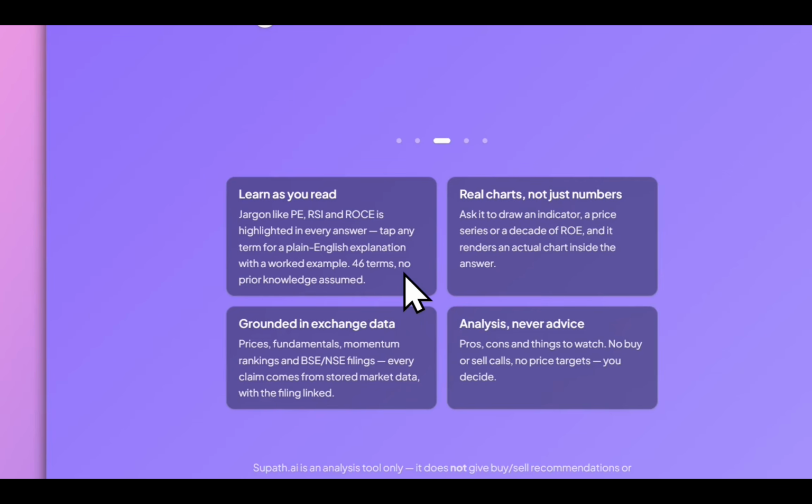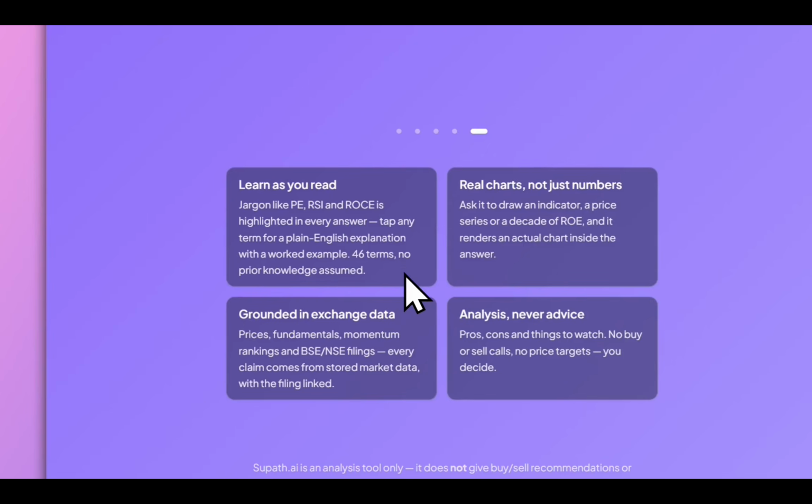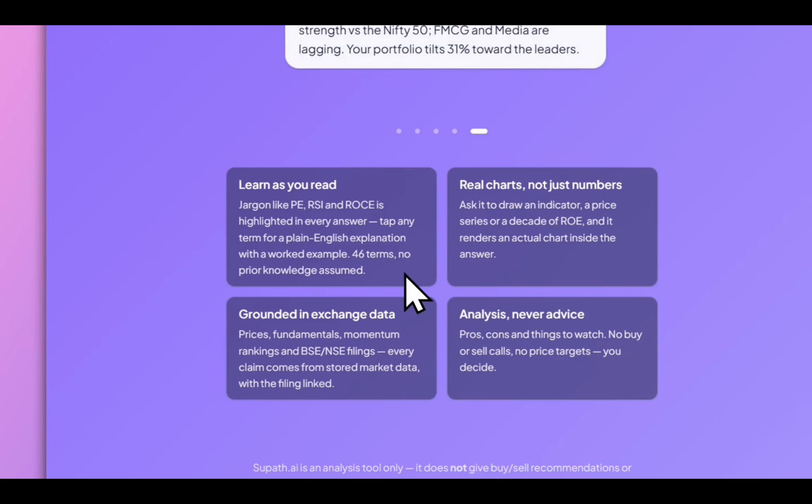Jargon light. PE ratio, RSI and ROCE is highlighted in every answer, and tapping any term opens a plain English explanation with a worked example. 46 terms are covered, no prior knowledge assumed.